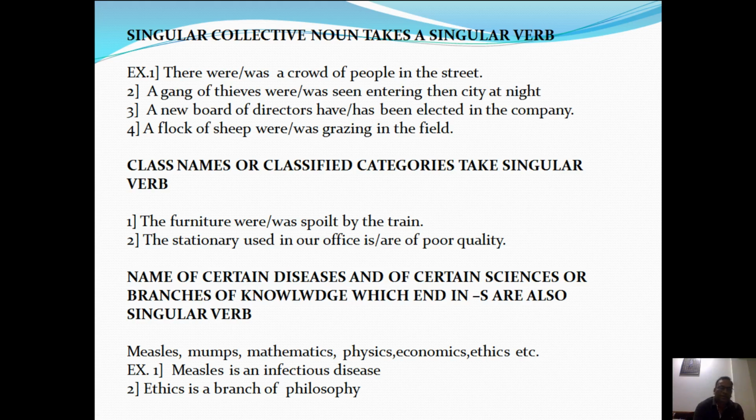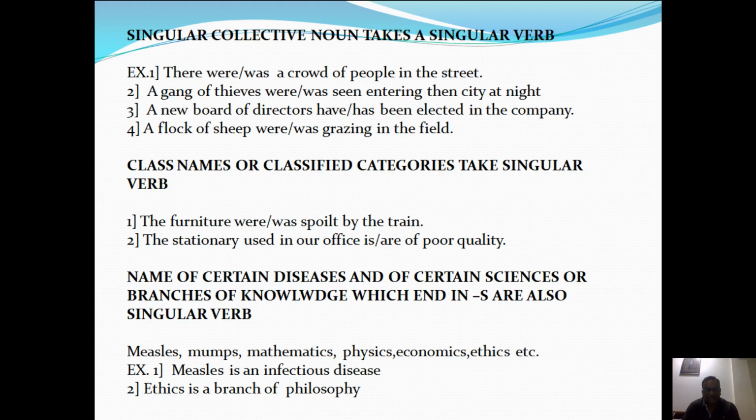Class names or classified categories take a singular verb. The furniture was spoiled by the train. The stationery used in our office is of poor quality.